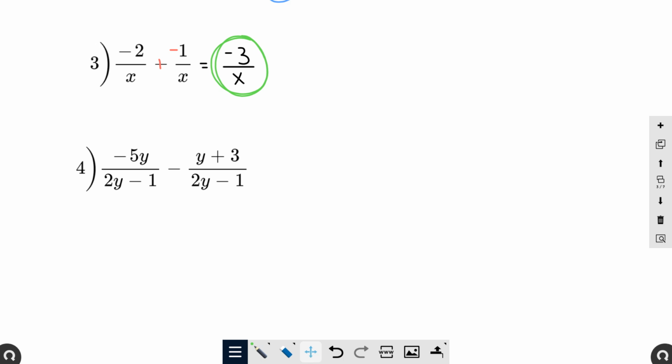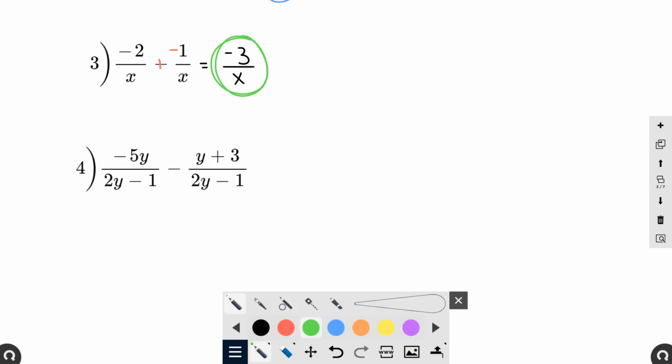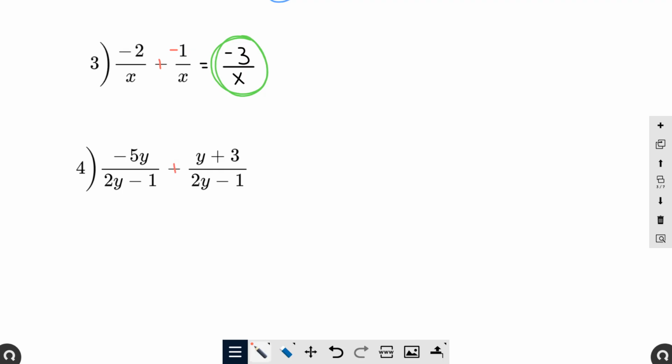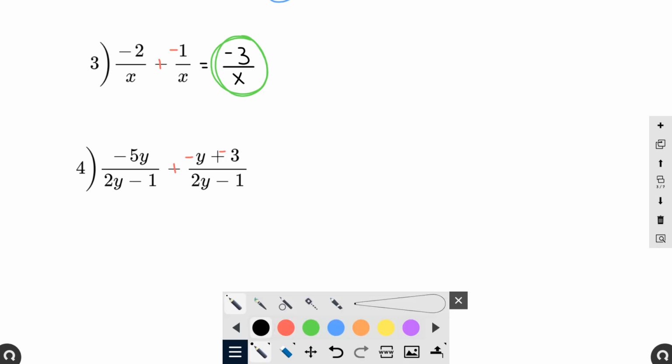Now, just like our last problem, the first thing that you want to do is change that minus to a positive. But if I change that to a positive, I have to change everything in my numerator. So both of these are going to change to a negative. It's kind of like you got to distribute that negative into just the numerator. Okay? Now, go back to your regular pencil.